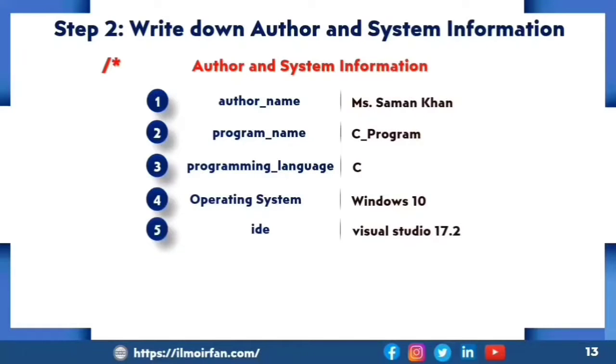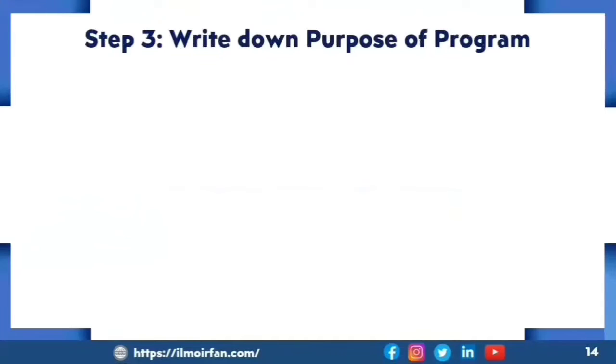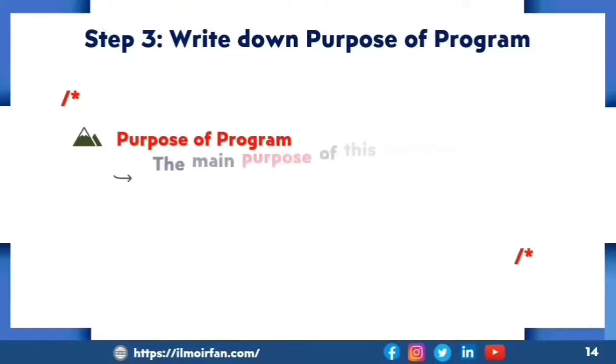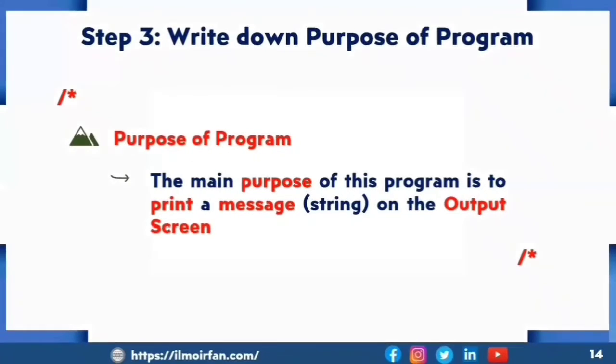IDE is Visual Studio 17.2. License of program is Public Domain 1.0. Program start date is 19th of May 2022 and program end date is 19th of May 2022. Step 3 is write down purpose of program. Again, the purpose of program is written in multi-line comments. Purpose of program. The main purpose of this program is to write a message string on the output screen.